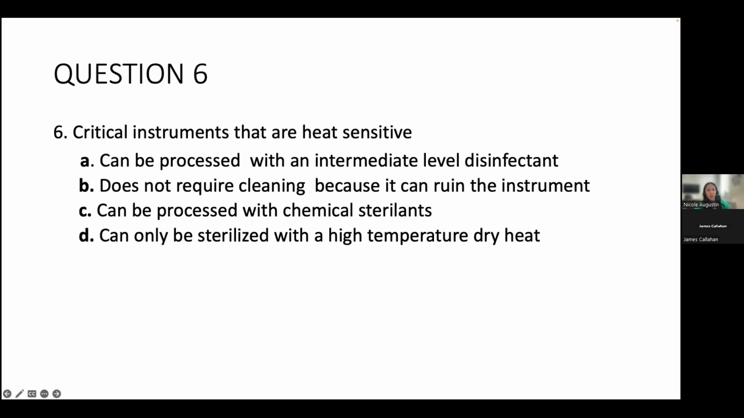Let's get to our question. Question 6. Critical items that are heat sensitive: A, can be processed with an intermediate level disinfectant. B, does not require cleaning because it can ruin the instrument. C, can be processed with chemical sterilants. D, can only be sterilized with heat.